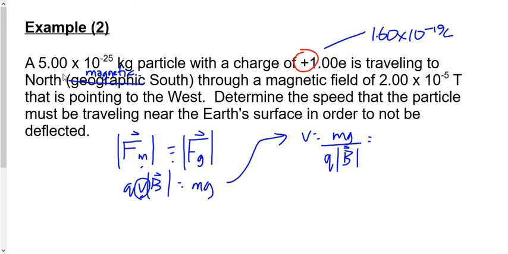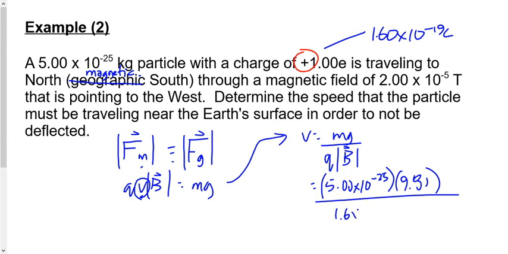All right, let's sub in our numbers here now. I've got a mass of 5.00 times 10 to the negative 25 kilograms. g is 9.81. q is 1.6 times 10 to the minus 19 coulombs. And the magnetic field strength is 2 times 10 to the minus 5, which is a pretty typical magnetic field strength near the surface of the Earth.